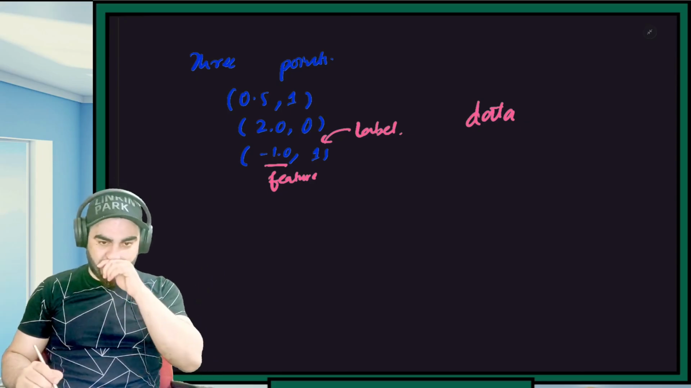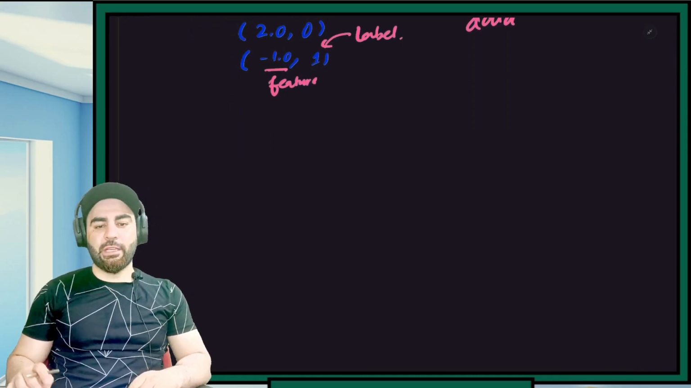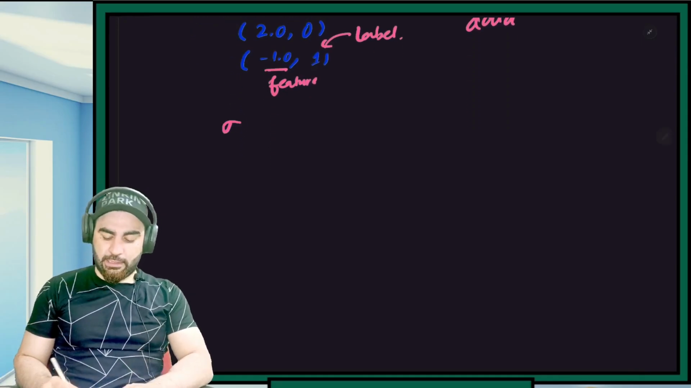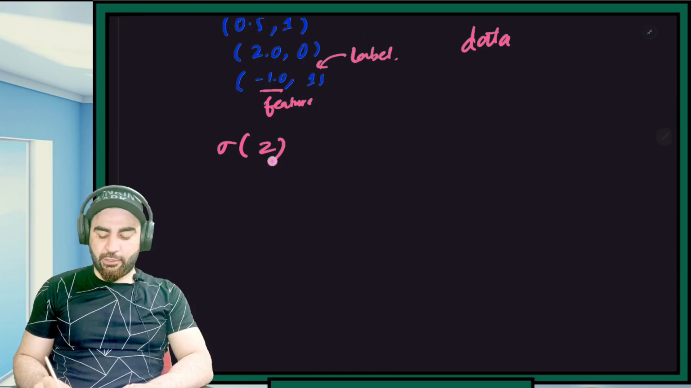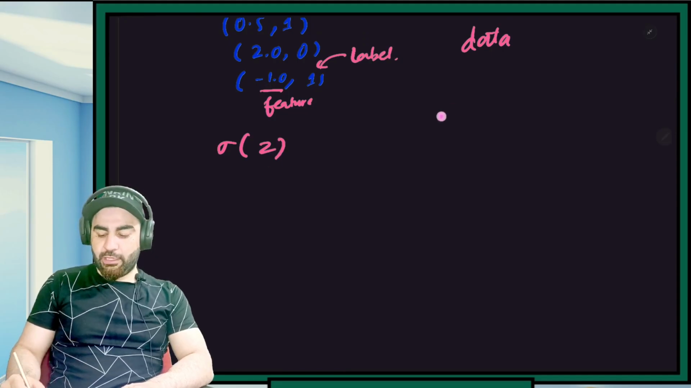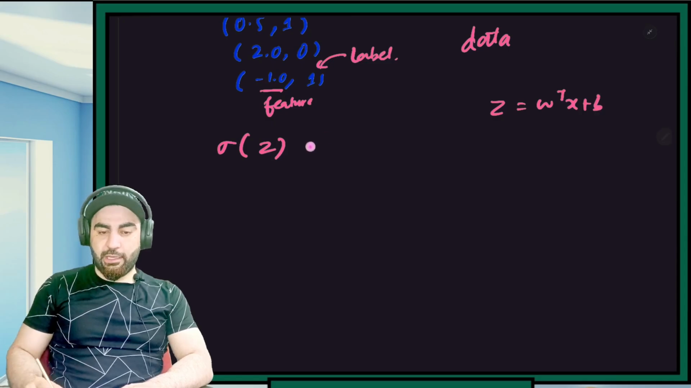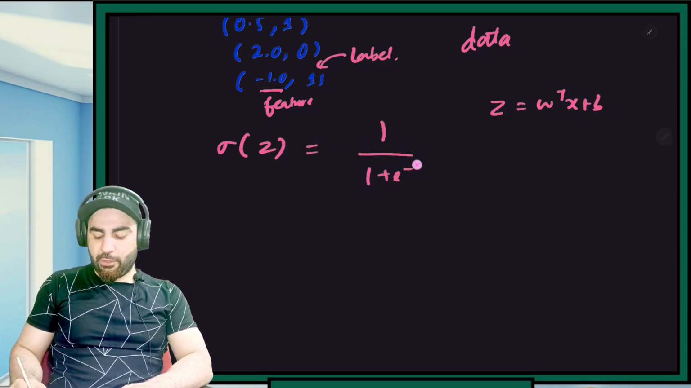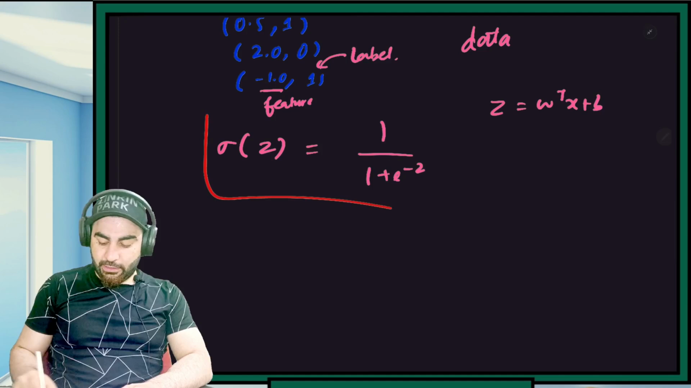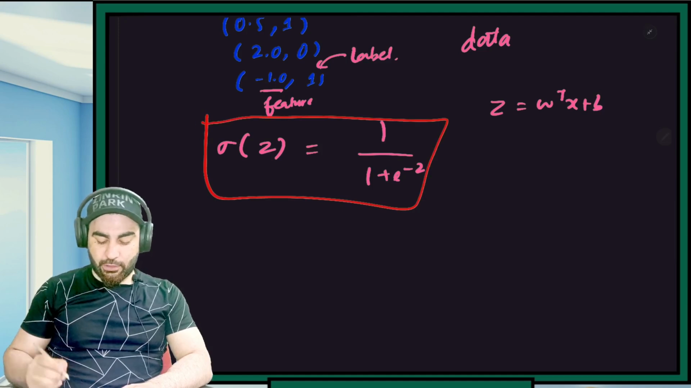Now you have this data. What you have to compute is the sigma of, let's consider this z. So what is our z in this case? In this case z will be w transpose x plus bias. So I can write it as 1 divided by 1 plus e to the power minus z. So this is what we will compute. This is our model.